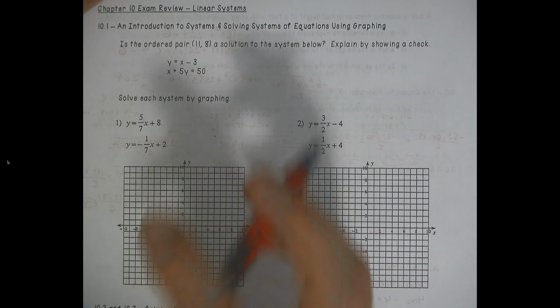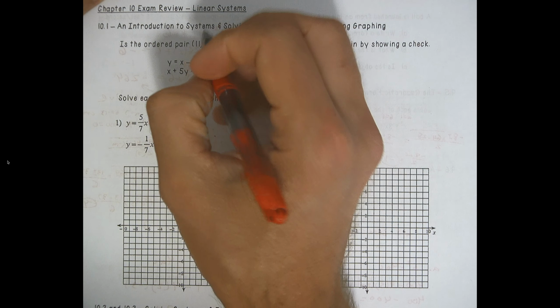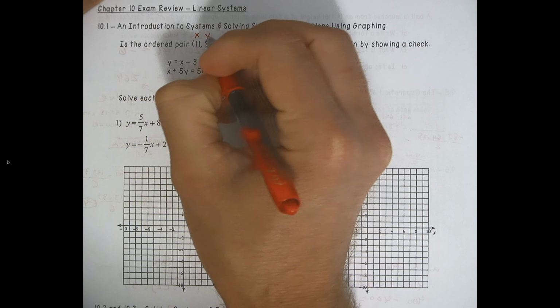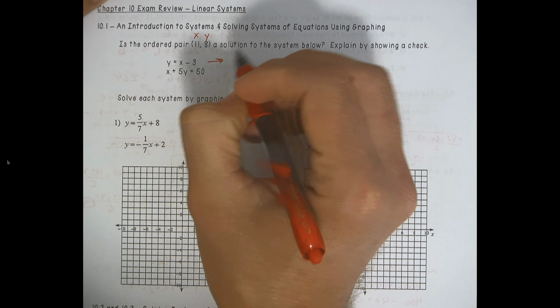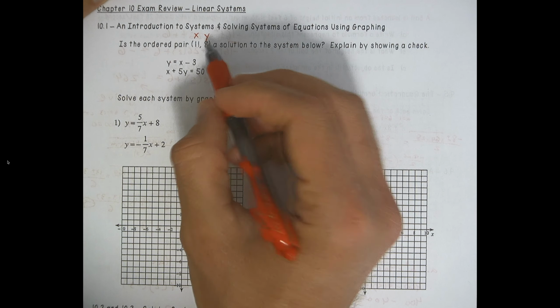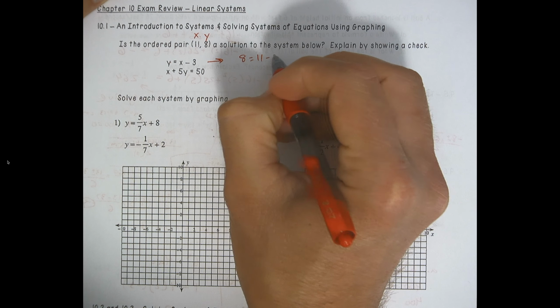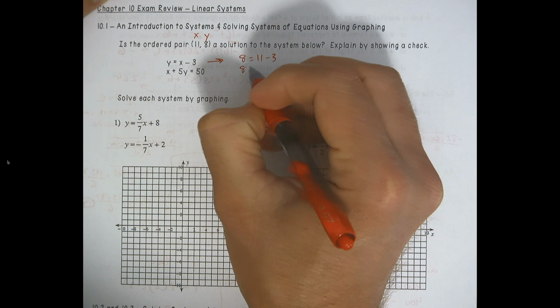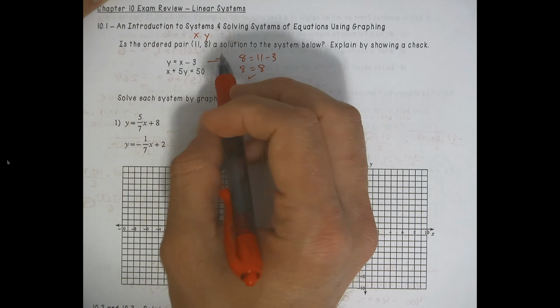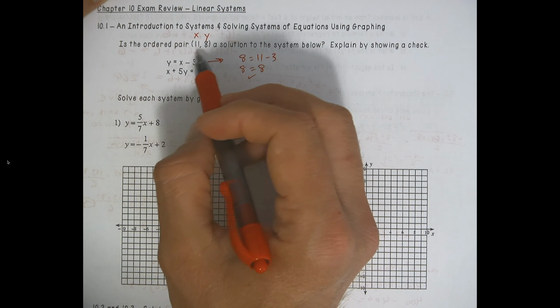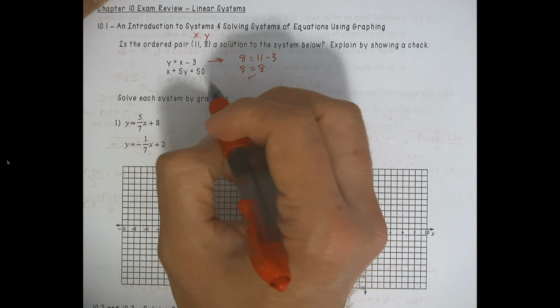So all we have to do is plug in (11, 8) to both of them and prove that those values work for both. So starting with this one, we're going to replace the y with 8. We're going to replace the x with 11. We're going to solve both sides of the equation, and we see that it works for y equals x minus 3. So (11, 8) is a solution to this, but is it a solution to the system?